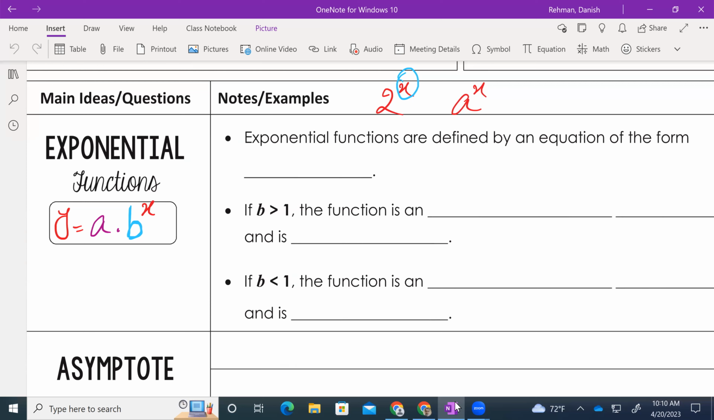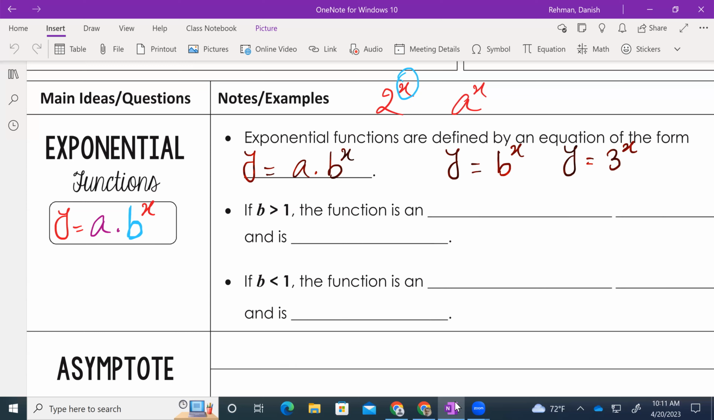The blanks: exponential functions are defined by an equation of the form I have already mentioned over there. No harm in mentioning it one more time. This is the equation that you can always consider as an exponential function, or it can simply be y equals b raised to power x also. Both are the same thing, nothing different. Or as a numerical example, you can take it as y equals 3 raised to power x. All these will be called equations of the exponential function.